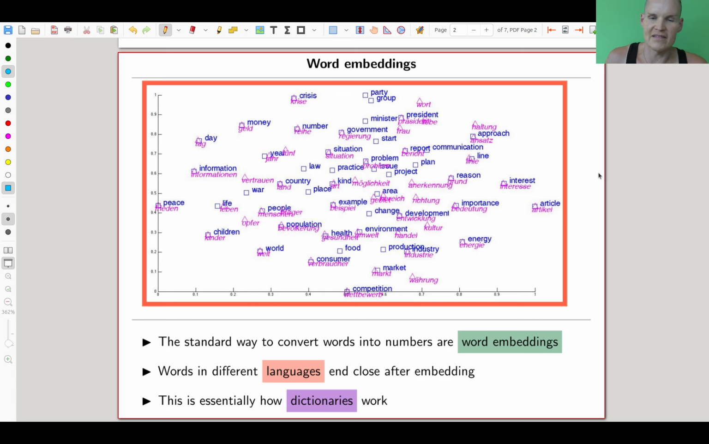But you can easily assign a value in R2 in this case to words like party or crisis, money, day. They live somewhere in this space. And you can do that in an arbitrary language, and usually the translation of the word ends up close by. Crisis, and here it's the German one, would be Krise. Very good. So it works out quite well. Sometimes there's some ambiguity, sometimes words will mean different things, but it works pretty well, and this is essentially the dictionary way of translation.